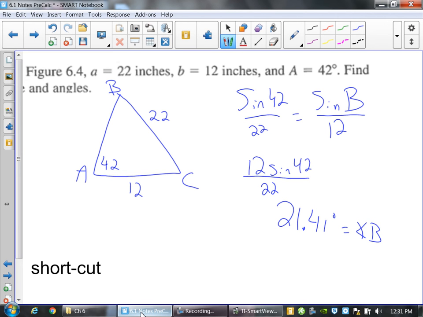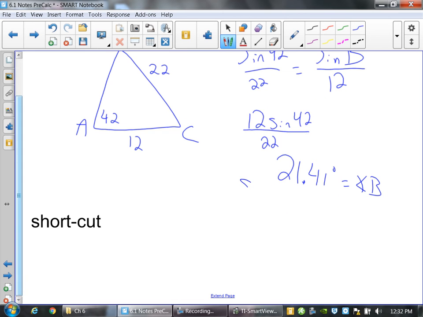So now I have my 2 angles. 42 degrees, 21.41 degrees. Since this is a side-side-angle case, and my original angle was acute, what I'm going to do is check to see if there was a secondary triangle that could exist. And I do that by checking the supplement of angle B. What's the supplement of 21 and change? 158.59. That's the supplement of angle B.